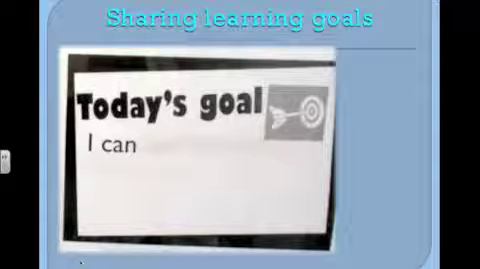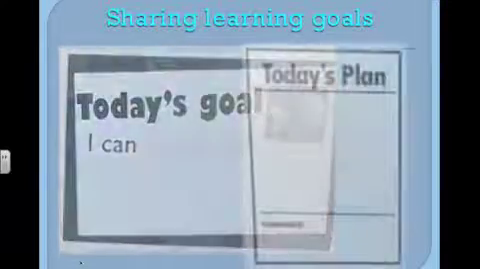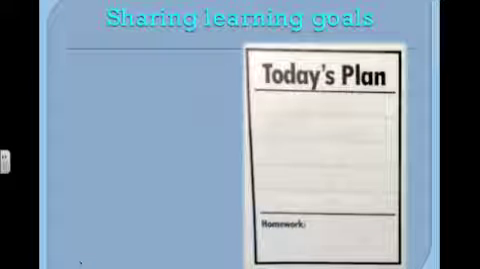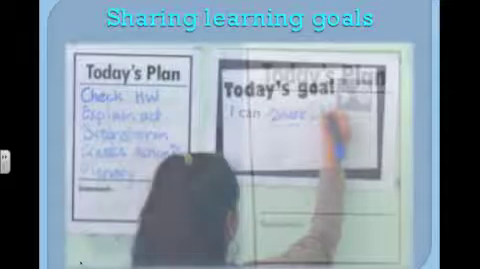Sharing goals shifts an important part of the responsibility towards the students. It also helps to guide the process, so we can always go back to the goals to remind students what we are doing today in class.